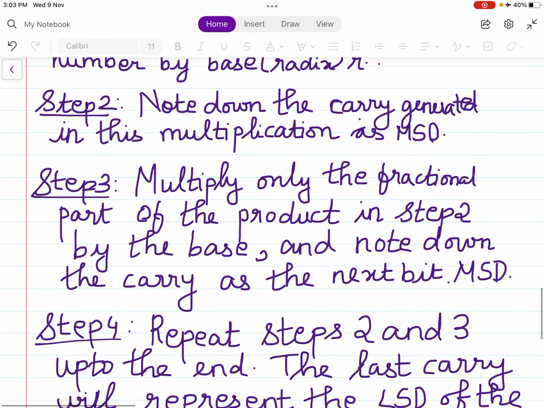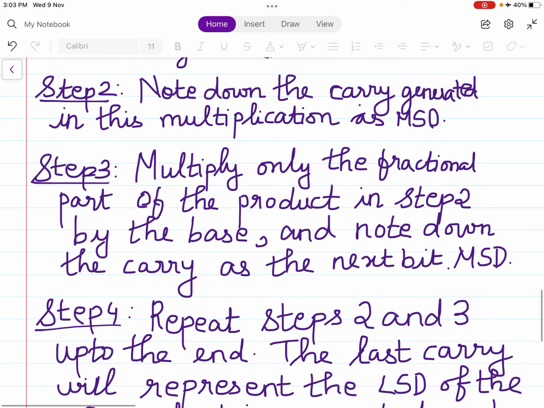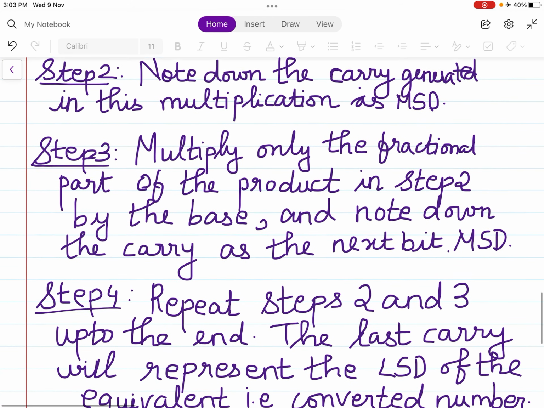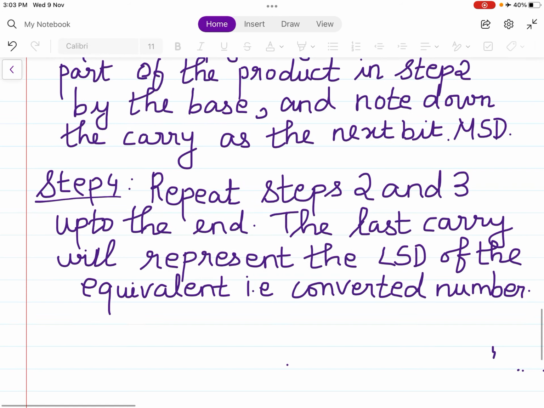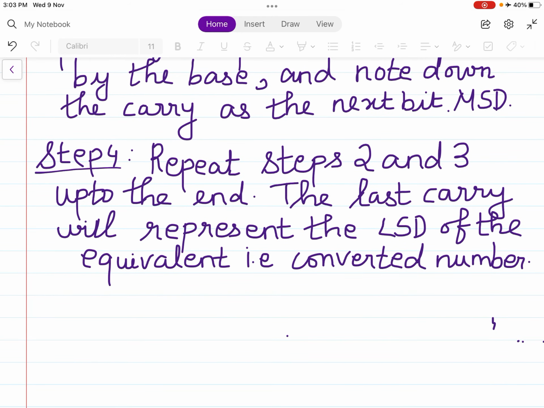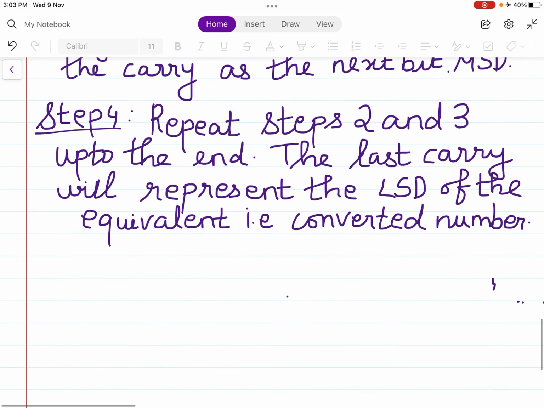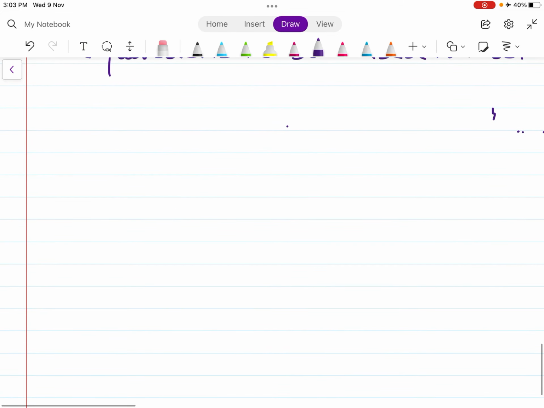Step 3: Multiply only the fractional part of the product in step 2 by the base and note down the carry as the next bit. Step 4: Repeat steps 2 and 3 up to the end. The last carry will represent the LSD of the equivalent, that is, the converted number. So let's take an example.